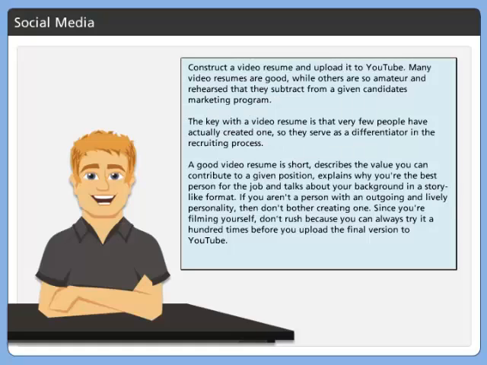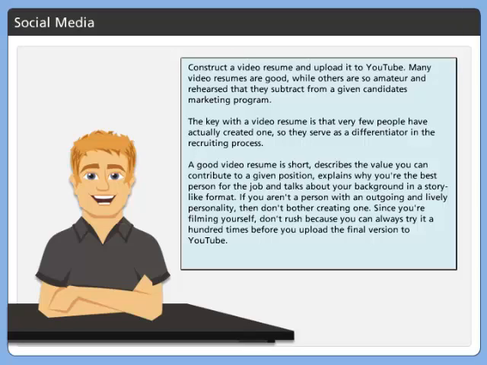Social media. Construct a video resume and upload it to YouTube. Many video resumes are good while others are so amateur and rehearsed that they subtract from a given candidate's marketing program. The key with a video resume is that very few people have actually created one, so they serve as a differentiator in the recruiting process.